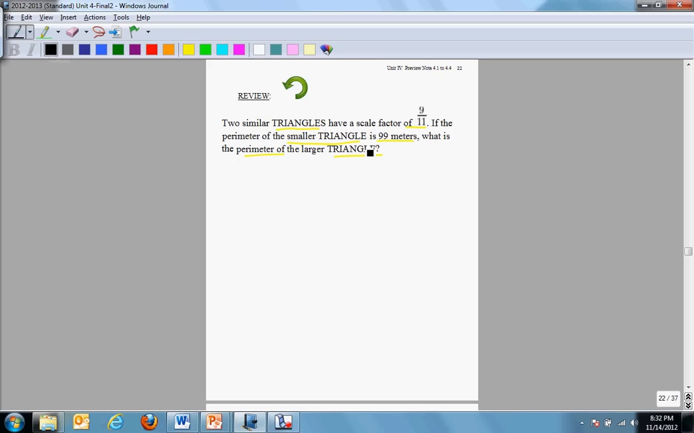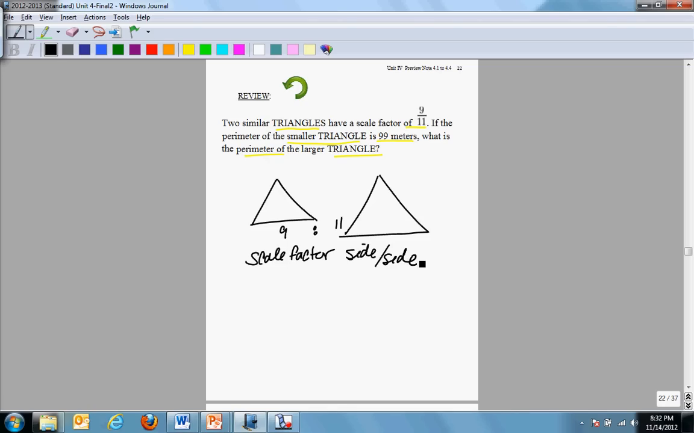So we have two triangles. One is obviously smaller, and one is larger. Same shape, but different size. We have a scale factor of 9 to 11. Well, remember, scale factor is just another way of saying side over side. And we are told that the perimeter of the smaller is 99 meters, and we're being asked to find the perimeter of the larger.